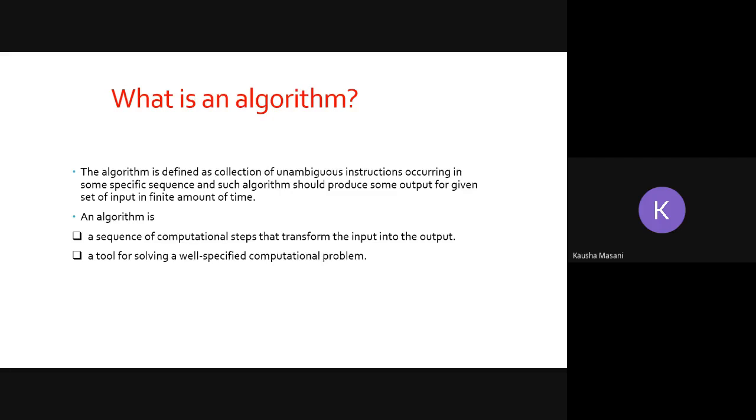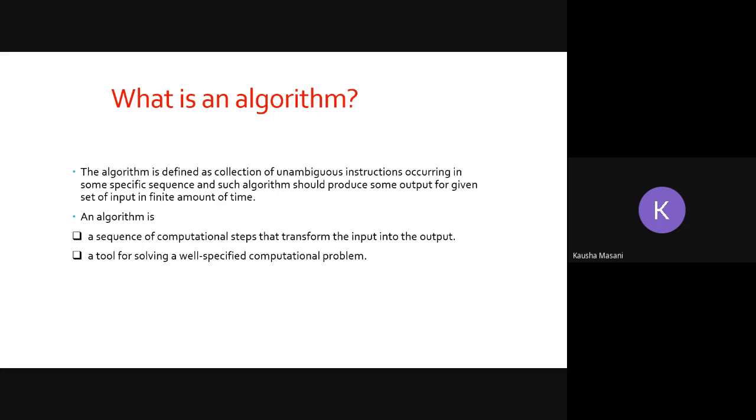Anyone knows what is ambiguity? It should be simple. Correct. Means it should not be running in a continuous loop. Okay. Unambiguous instruction occurring in some specific sequence. There should be some end.